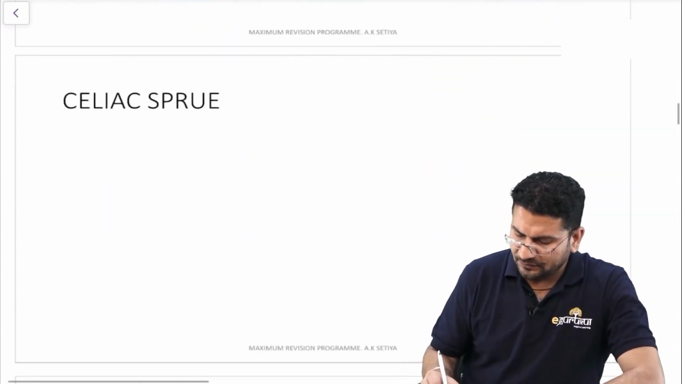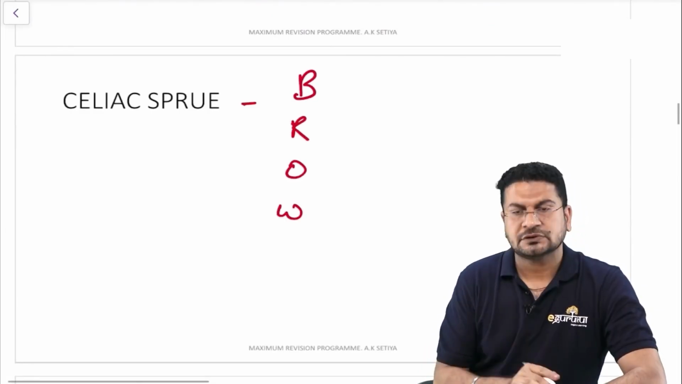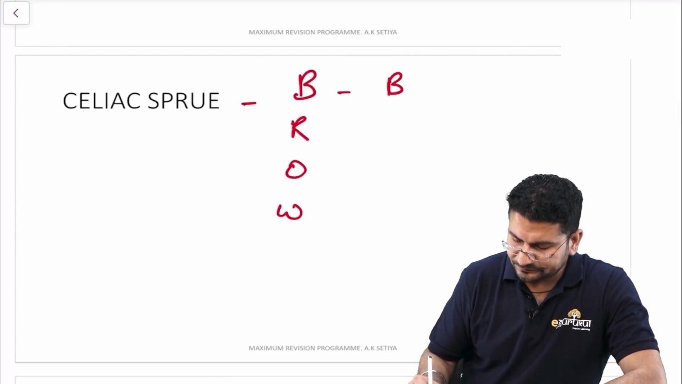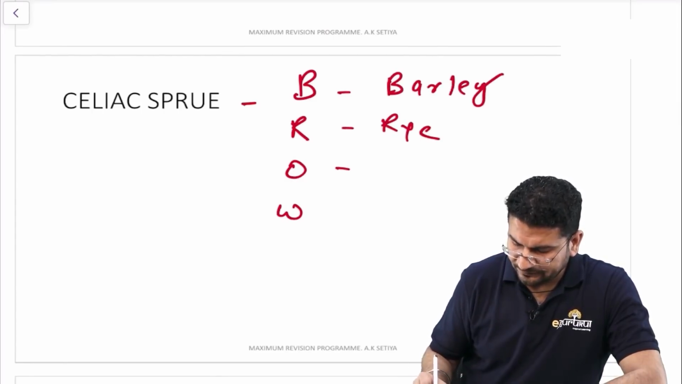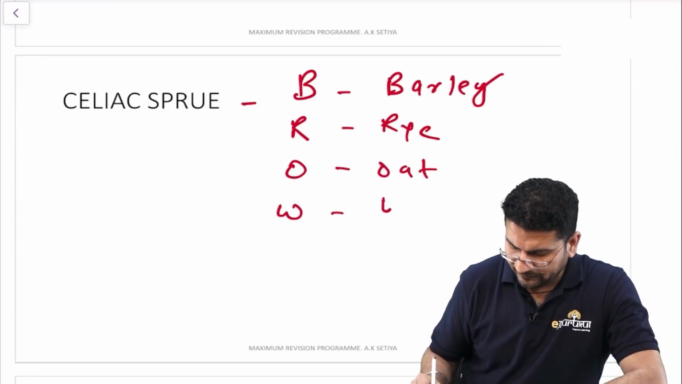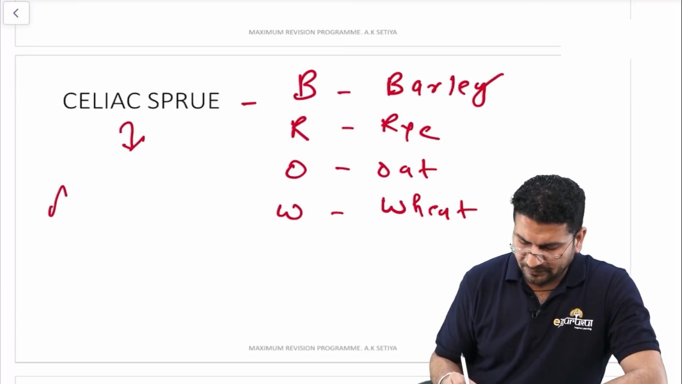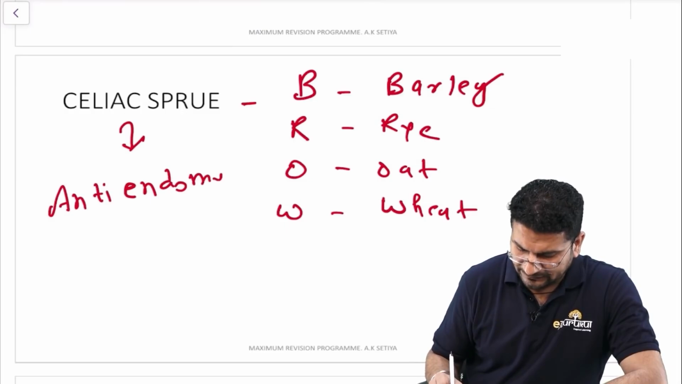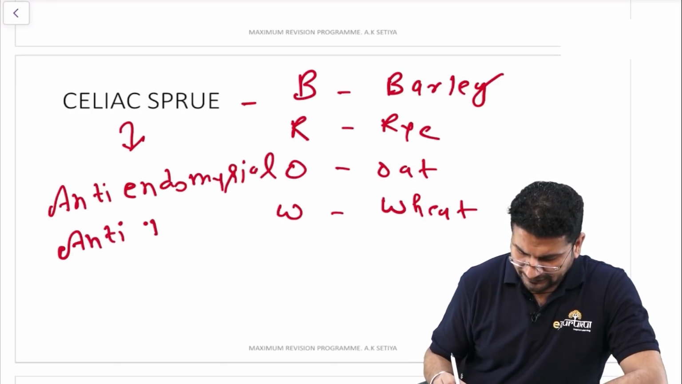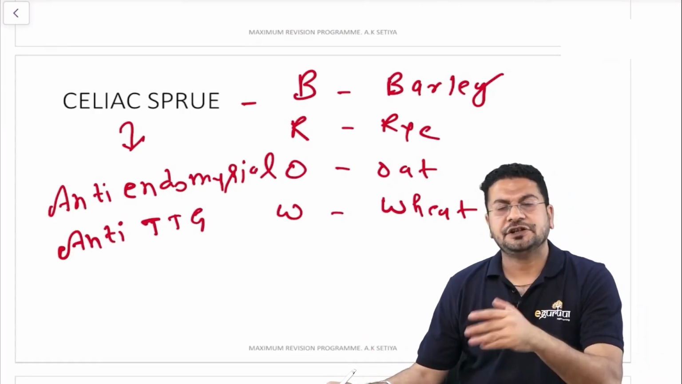Celiac sprue you already know. It is due to hypersensitivity to 4 cereals. Remember BRO: barley, rye, oat and wheat. If I say the names of antibody, you have to remember anti-endomysial. So the patient cannot digest these cereals. Anti-endomysial and anti-TTG. TTG is anti-tissue transglutaminase. Treatment is avoidance. You need to avoid these cereals.